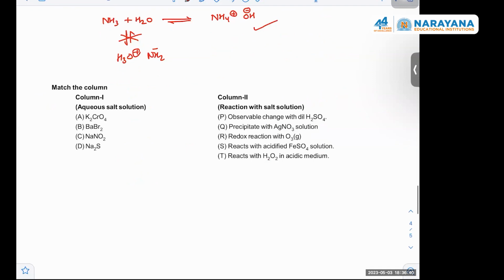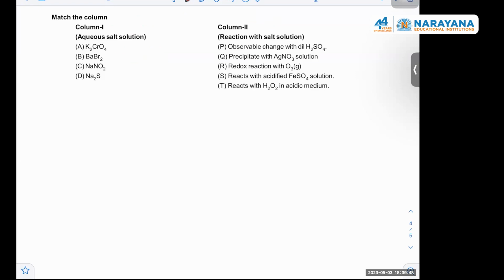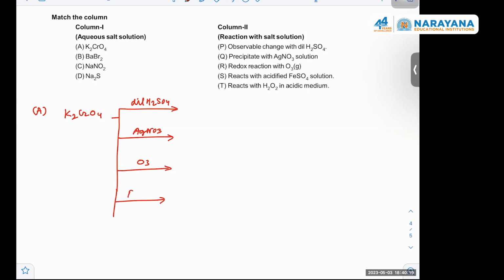The next question is a match the column. Aqueous solutions of these salts are given, along with the reactions of the salt solutions. A is K2CrO4, and it has an observable change with dilute H2SO4. So we are having the reagents like this: dilute H2SO4, AgNO3, O3, acidified FeSO4, and H2O2 in H plus medium.